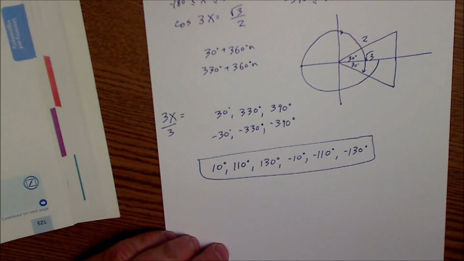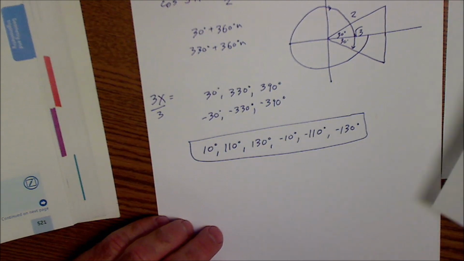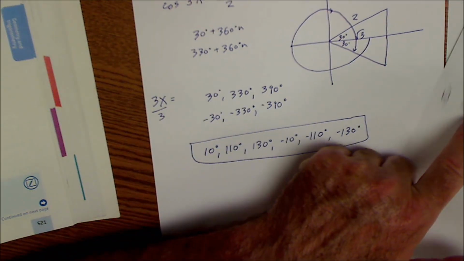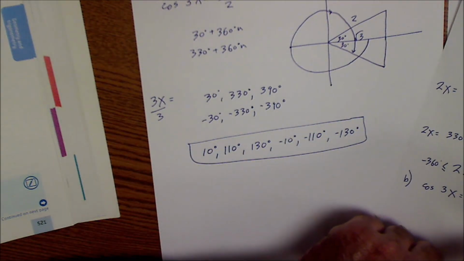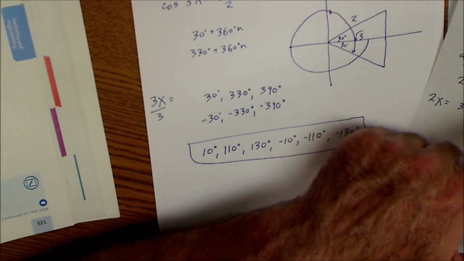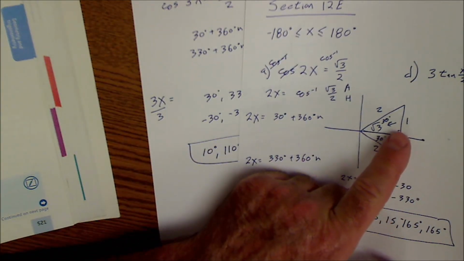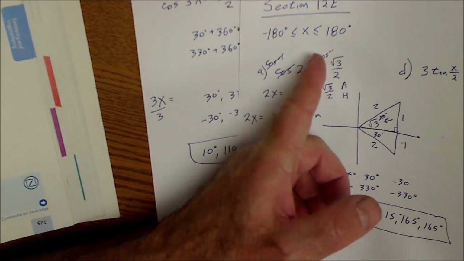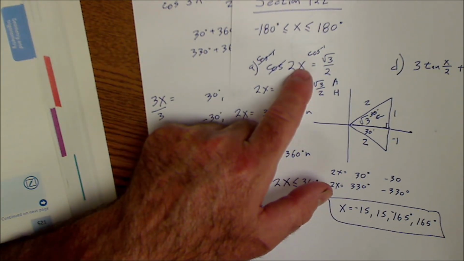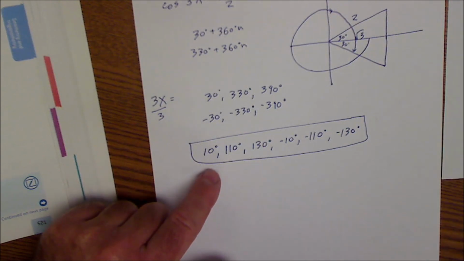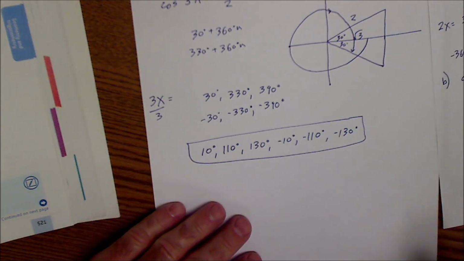So I have all these solutions in this problem when it's cosine of 3x equals root 3 over 2, versus these solutions right here when it's cosine of 2x equals root 3 over 2. Same ratio, same triangles right here, but the 2x is going to give me 2 less values than the 3x is going to give me.